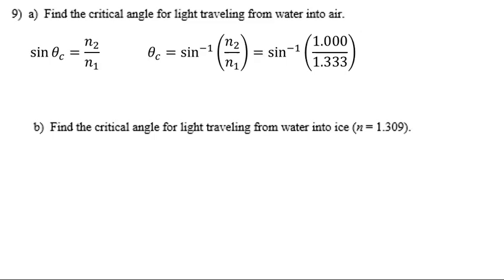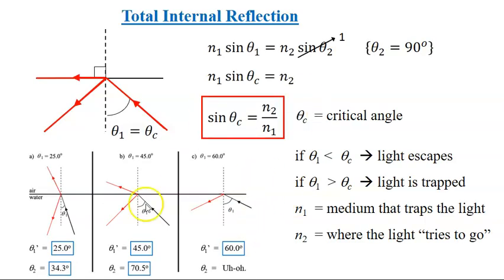Okay, so you put the numbers in the calculator, and we have 4 sig figs here, so we're actually at 4 sig figs in our answer, and we get 48.61 degrees. And this definitely agrees with this original picture here, right? 25 degrees, less than 48.61, it gets out. 45 degrees, less than 48.61, it gets out. 60 degrees, there's the theta 1 is larger than that dividing line, that theta critical, the light is trapped inside.